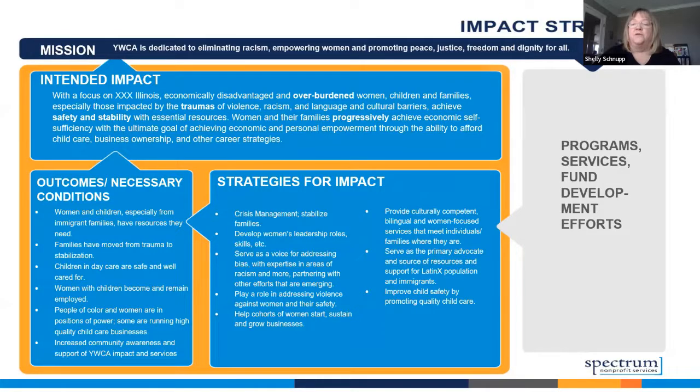Note the strategies of crisis management, leadership development, addressing bias, advocacy, quality, and culturally competent services, and the utilization of cohorts. Those are general strategies for delivering services, and they're general strategies that the organization has found essential or absolutely necessary for achieving its outcomes. I guess you can think of strategies for impact as what drives how the organization does its work.